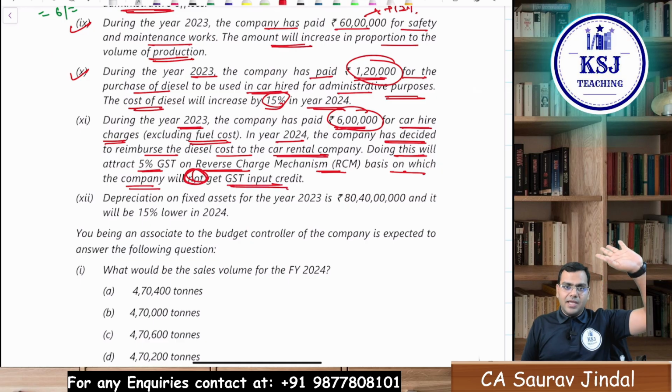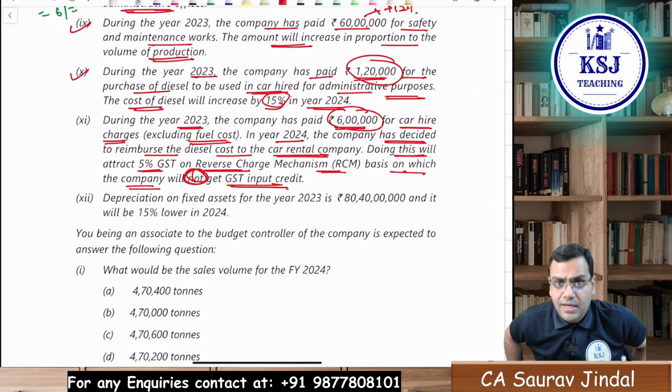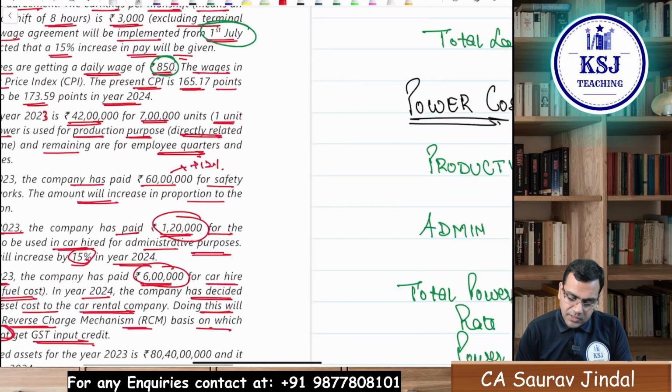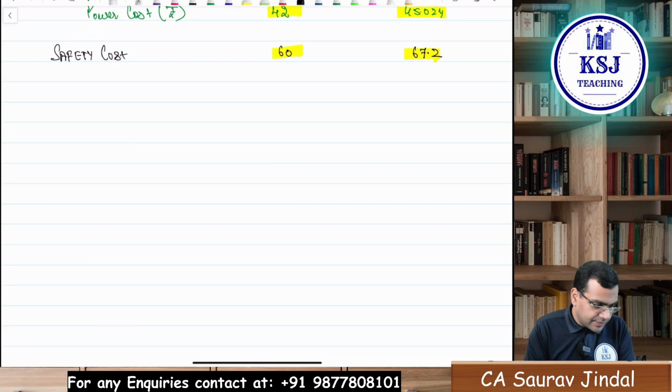What the company is saying, listen to it very carefully. In the last year, they were paying diesel from their own pocket, not to the company, but directly, and they were paying the car hire charges, that is 1.2 and 6 rupees. Okay, let's see what is the cost related to cost of cars. So I'll write here cost of cars.